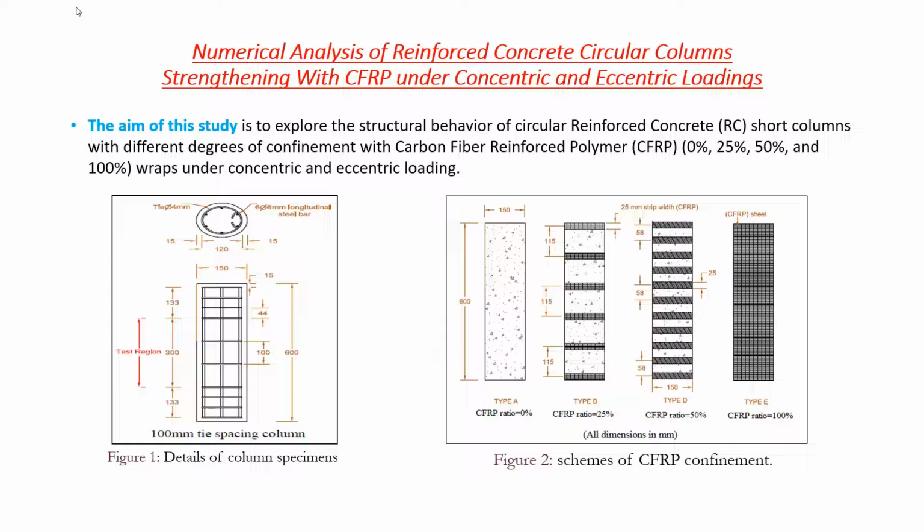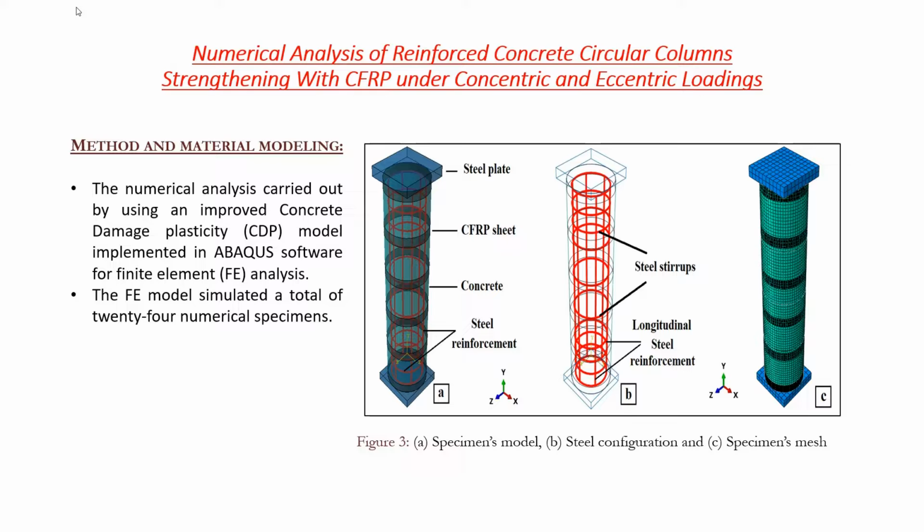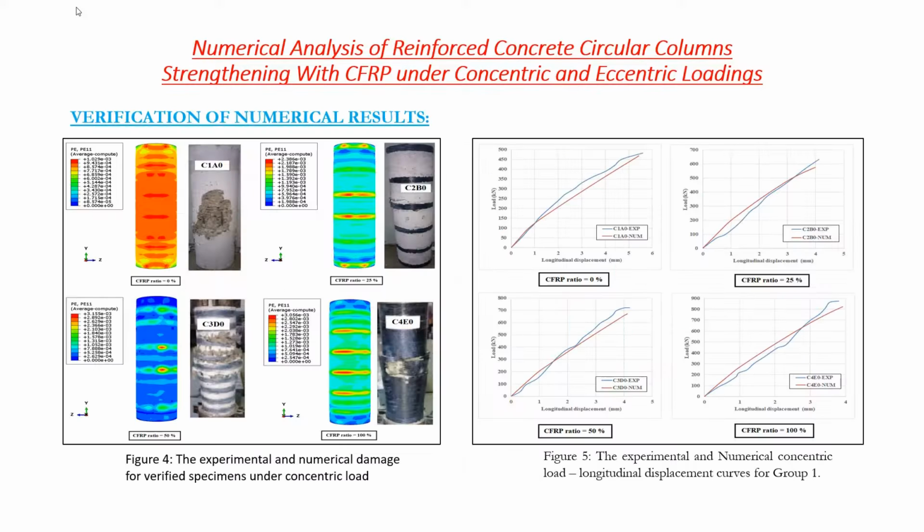Figure 1 shows the details of the column specimen, and Figure 2 illustrates the schemes of different carbon fiber reinforced polymer confinement. In this study, numerical analysis using the improved concrete damage plasticity model, as implemented in ABAQUS software for finite element analysis, was used. A total of 24 numerical specimens were modeled and simulated, and the results were obtained for them. Figure 3 shows the overall modeling using the ABAQUS software.